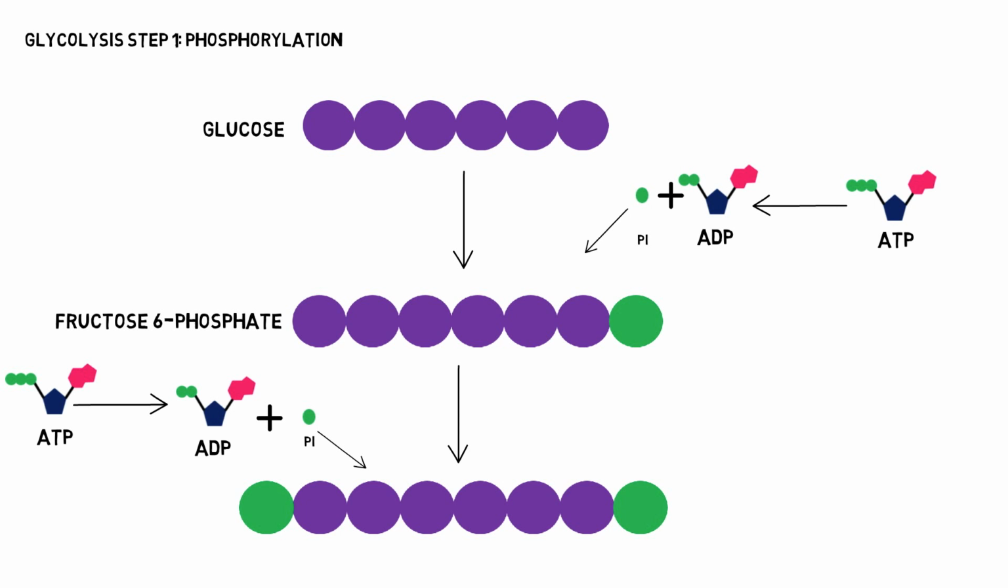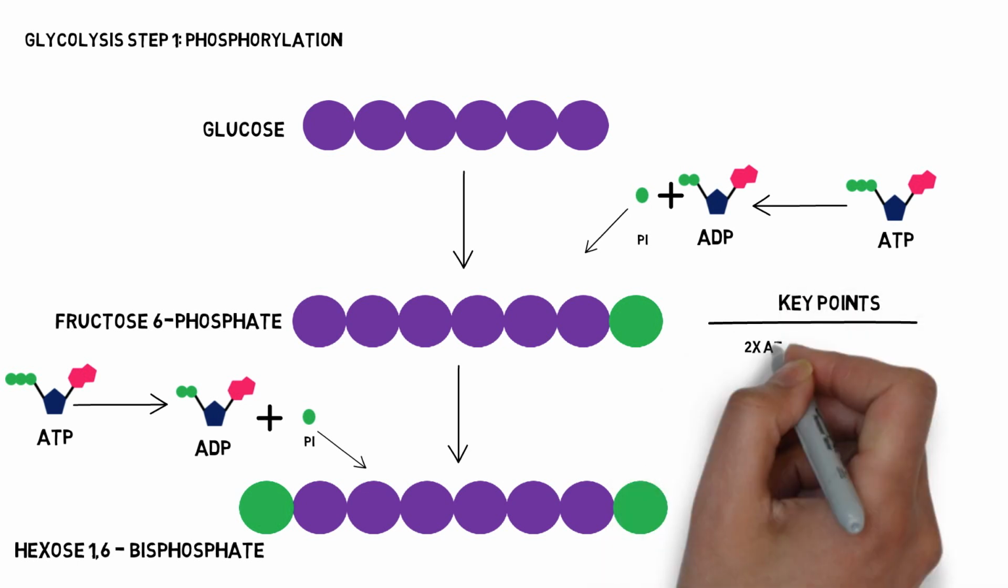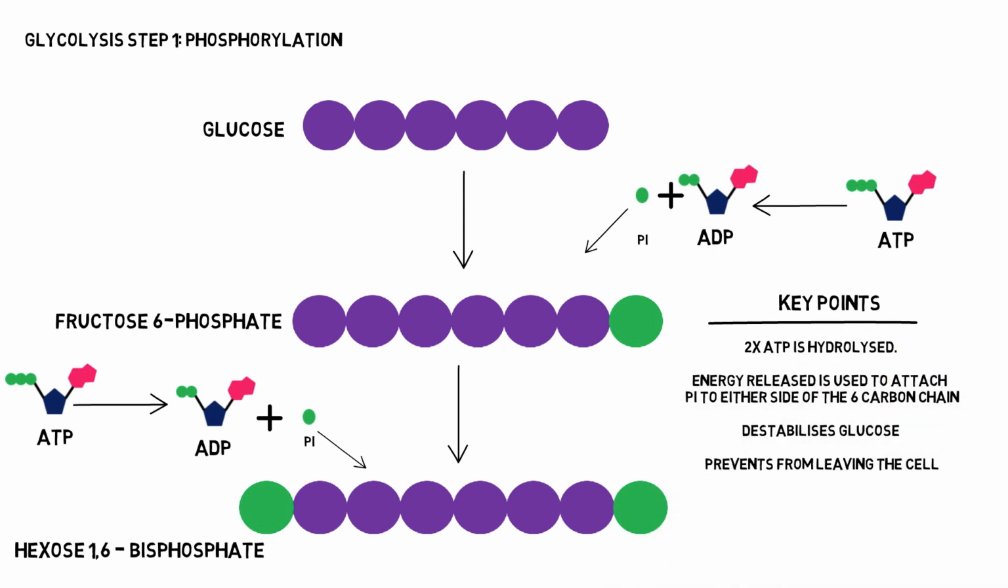Key points for this step are 2 ATP molecules are hydrolyzed. The energy released from the breakdown of ATP is used to attach the inorganic phosphate to glucose. This causes the glucose to become unstable and prevents the glucose from actually leaving the cell. The purpose of it is to just basically make the glucose become unstable.